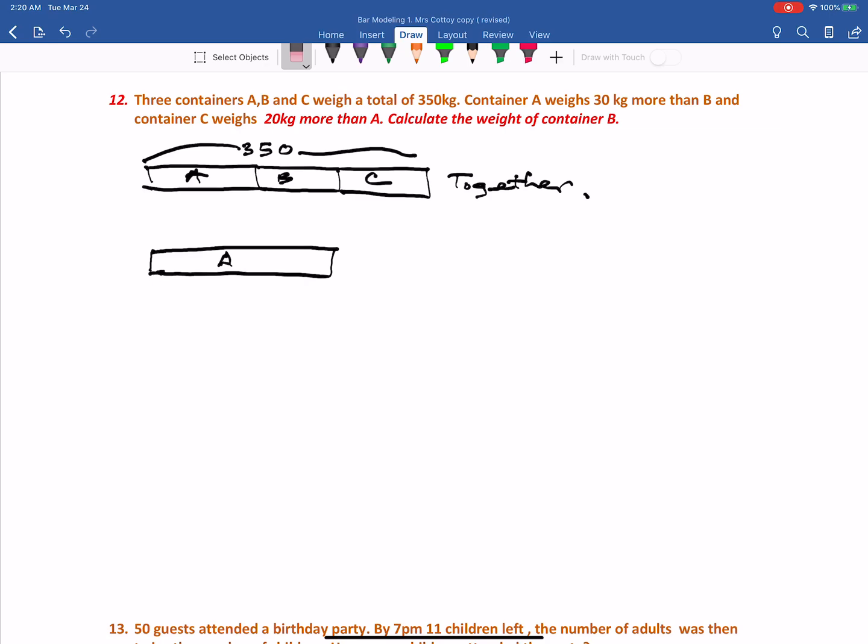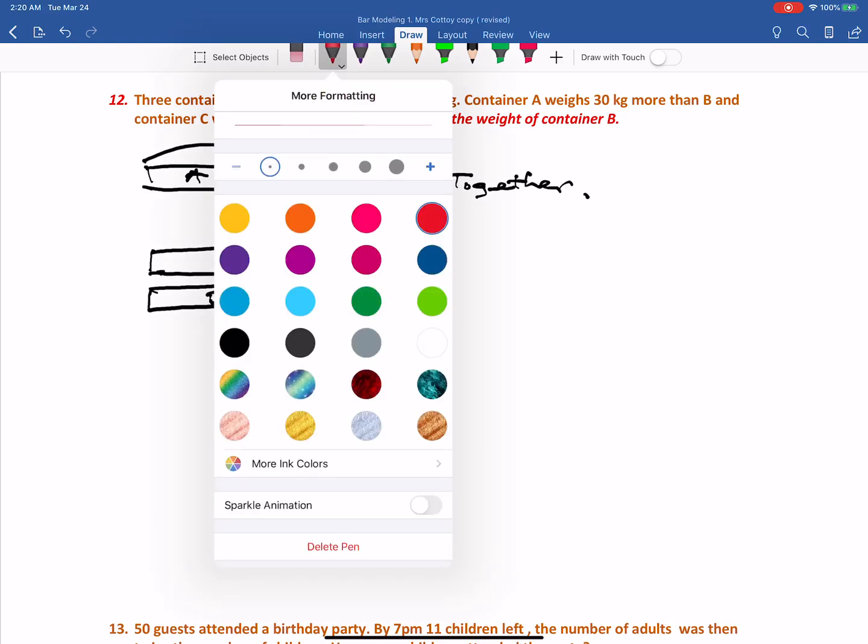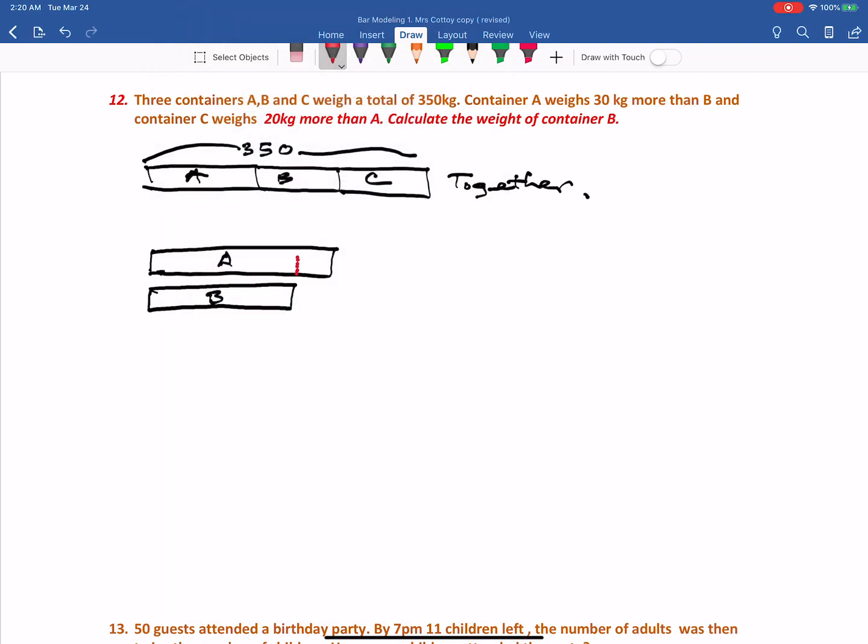Container A weighs 30 more than B. So B is shorter. Alright, sometimes I like to draw the shorter one first and draw the extra after, but that's no problem. So A and B would have been the same, had it not been for that 30 extra. Had it not been for that 30 extra, they would have been the same. So let's continue. Container A weighs 30 more kilograms than container B, which we can see in our diagram.